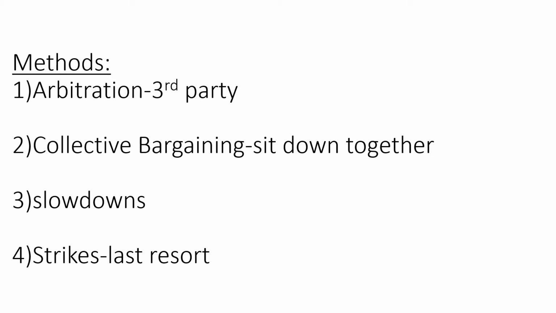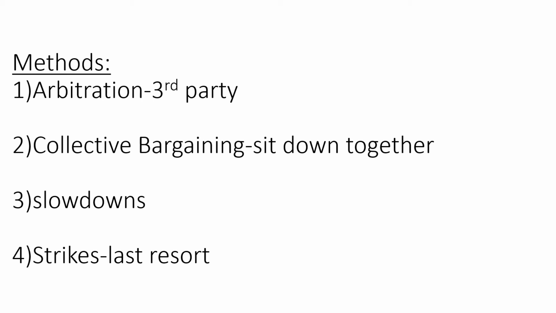The methods of the unions were mainly peaceful. Arbitration is where both sides agree to accept the ruling of a third party. They have this in baseball today. Collective bargaining is where management and labour sit down together and hammer out a deal.